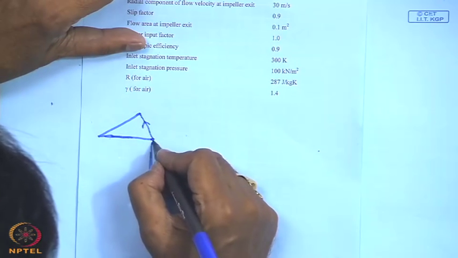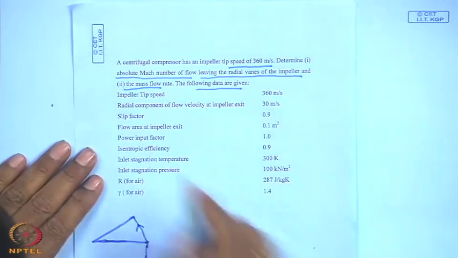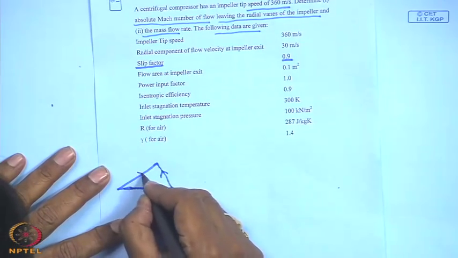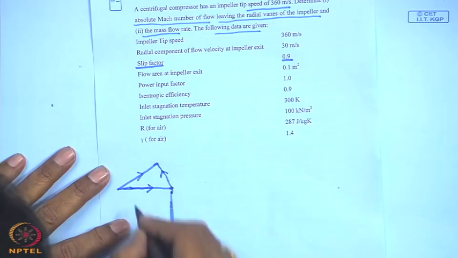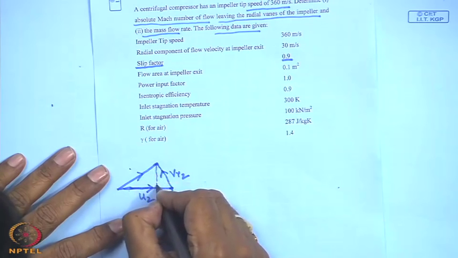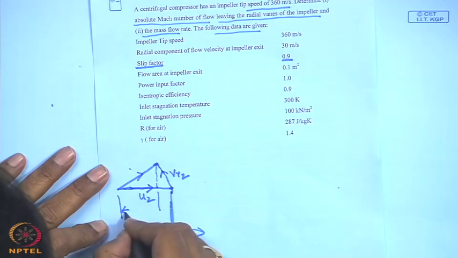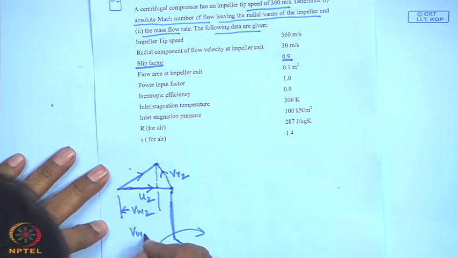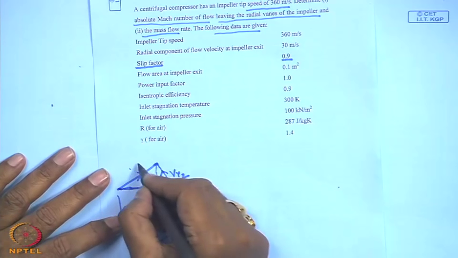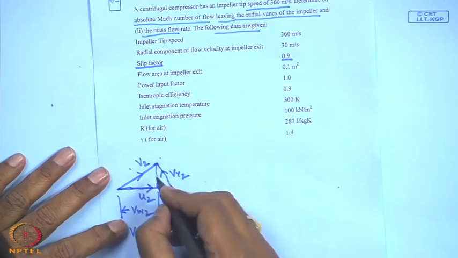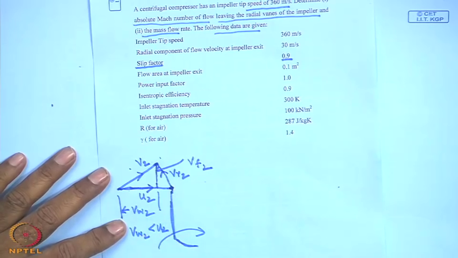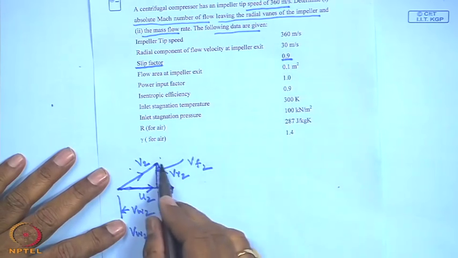Why am I not doing the radial one? Here one thing is important, that slip factor is given as 0.9. That means here, due to this slip, what happens? We have this rotating in this direction, U2. So VR2 is not radial because there is a slip. So VW2 is less than U2. What is U2? U2 is this one. So this is the absolute velocity V2, and this velocity is VF2. So this is the diagram because there is a slip. Therefore, this is the outlet triangle.